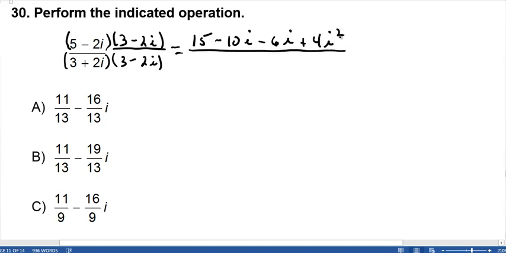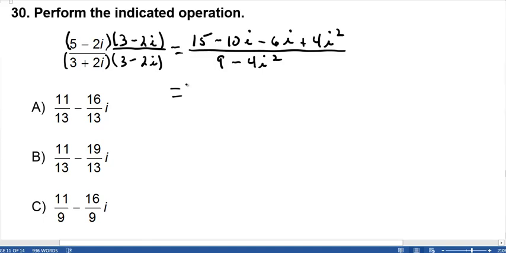In the denominator, we can use the shortcut because we know when we multiply a factor times its conjugate, we're not going to have a middle term. So all that's necessary is to multiply your first two terms together. 3 times 3 is 9. And positive 2i times negative 2i is negative 4i squared.